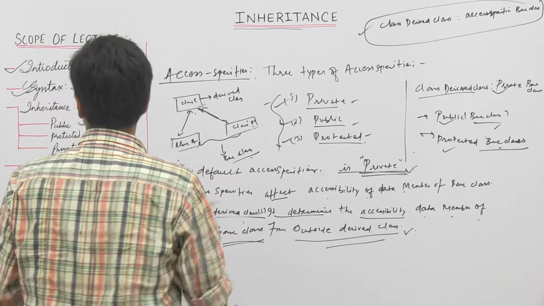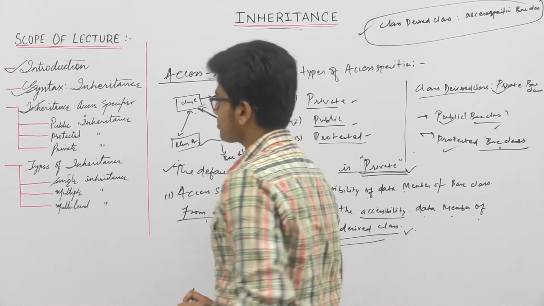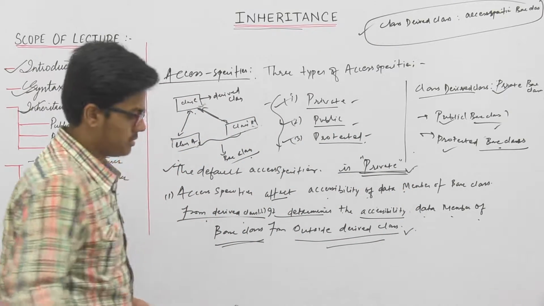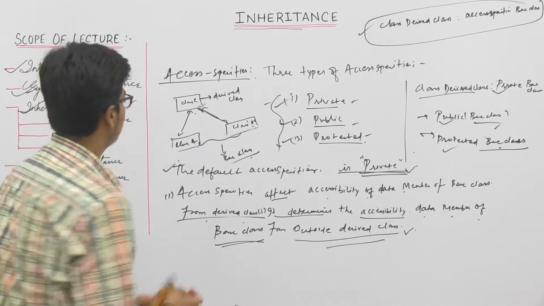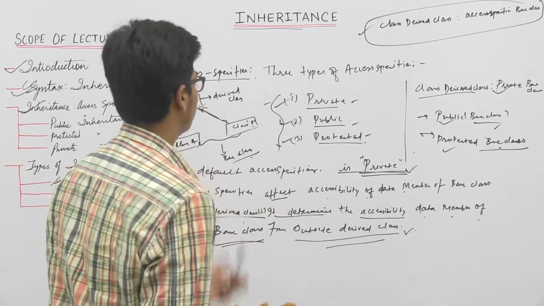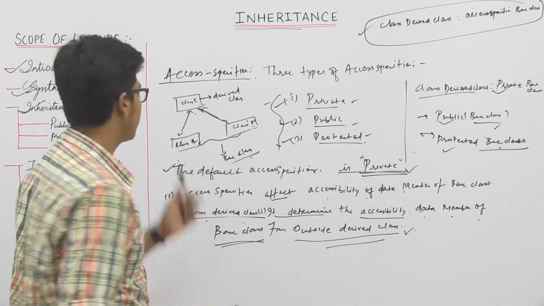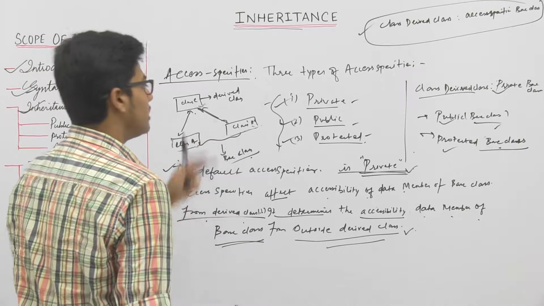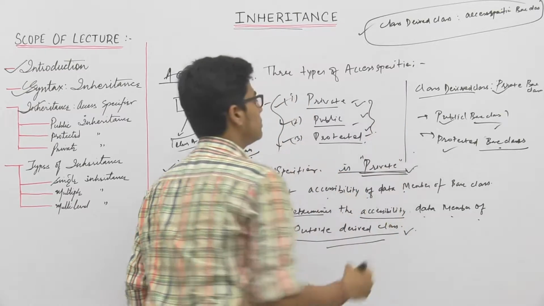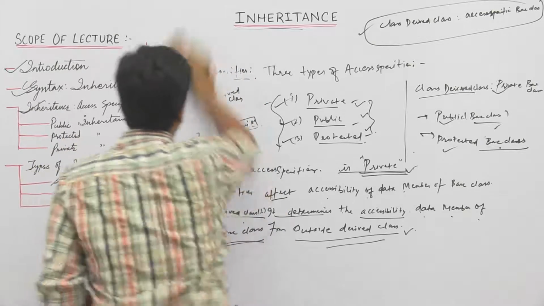So that covers the inheritance access specifier. We studied three types of access specifier: public, private and protected. Now we come to the definition and common syntax of each of these, and how they are used in inheritance. One by one: what is private, what is public, what is protected, and their basic syntax. First we study public.